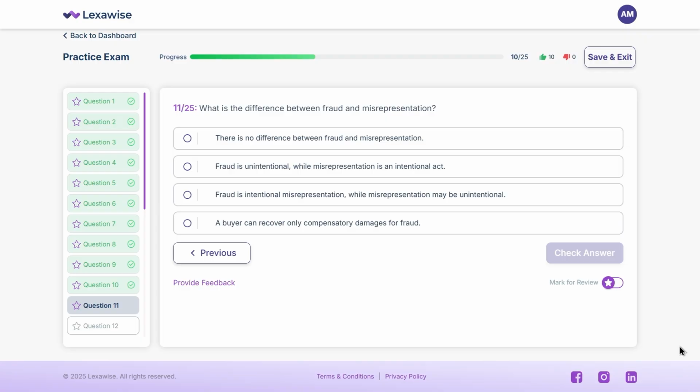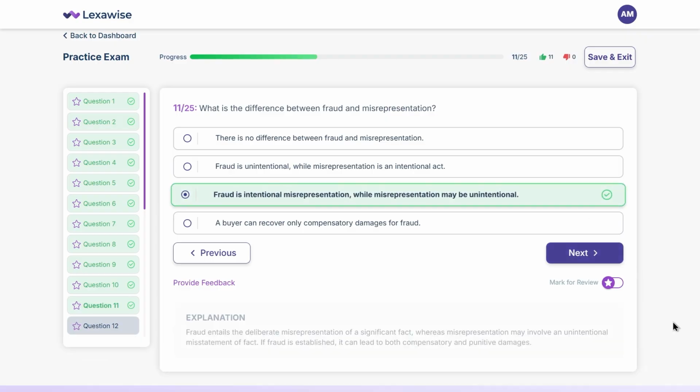Letter C is the right one. Fraud is an intentional misrepresentation, while misrepresentation may be unintentional. Fraud is deliberate deception, while misrepresentation could be just a mistake.